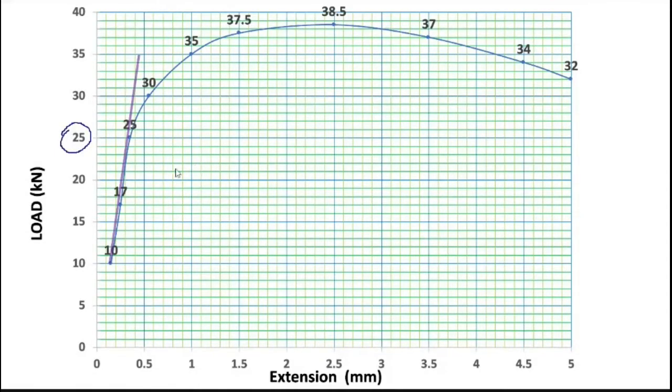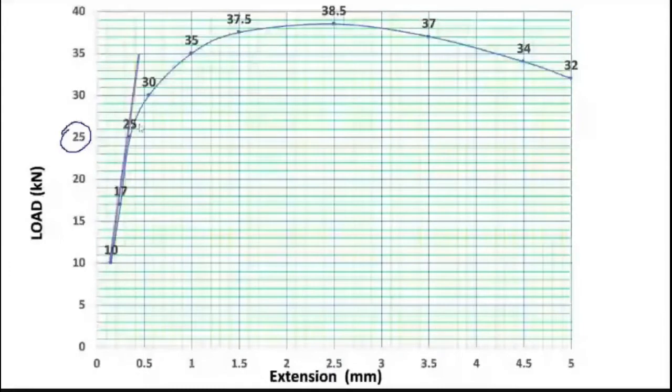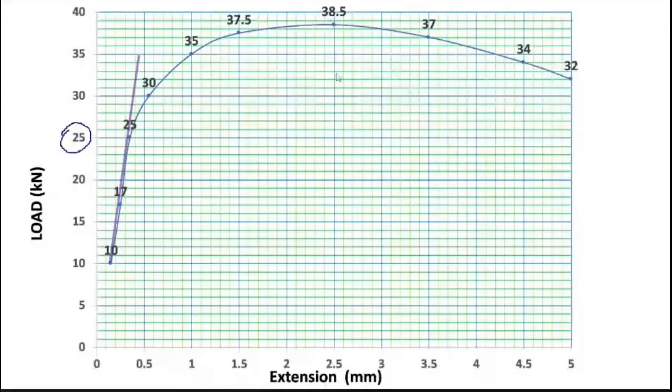Okay. So now I have identified my proportional limit. The maximum limit is 25 kilonewton, so that is my maximum force. And of course, this is under the proportional limit, which means the elastic stage. After this, it goes to the plastic stage. This one is the ultimate stress, right, which is 38.5.